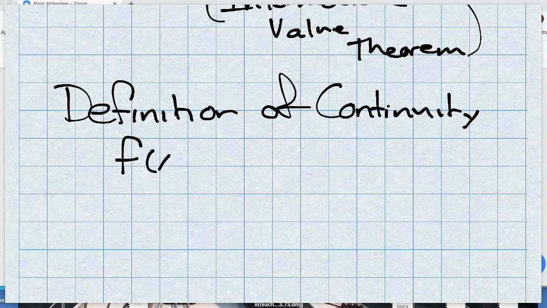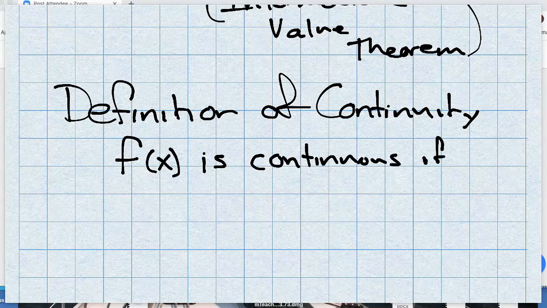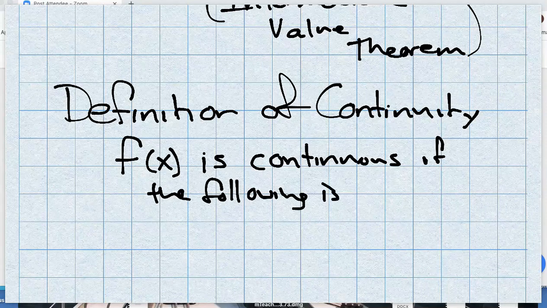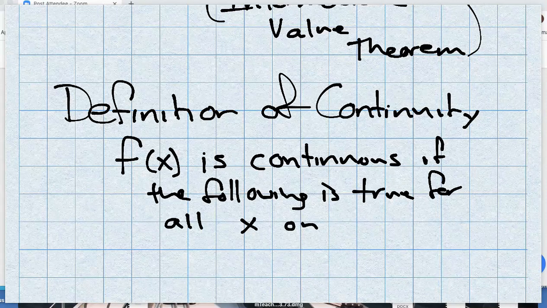f of x, which is just generic, is continuous if the following is true for all x on some interval, a to b. It could be on an interval from negative infinity to infinity. It could be on the whole real line, but certainly all x within a certain interval.